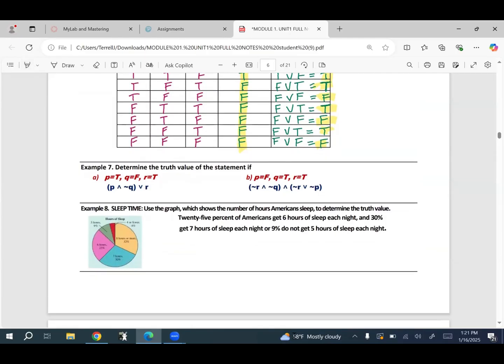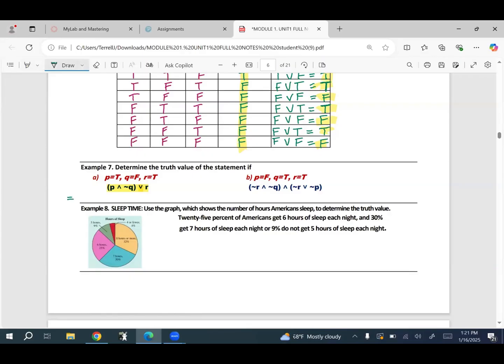Now it says determine the truth value of the statement if. So this is what I want to figure out, right here. And it's telling me you don't have to guess now. P is going to be assigned a true value. Q is a false value. R is a true value. So there's no more guessing. I don't have to do a big truth table here. I really just have to substitute these truth values in and then figure out what my answer is. So let's do that here.